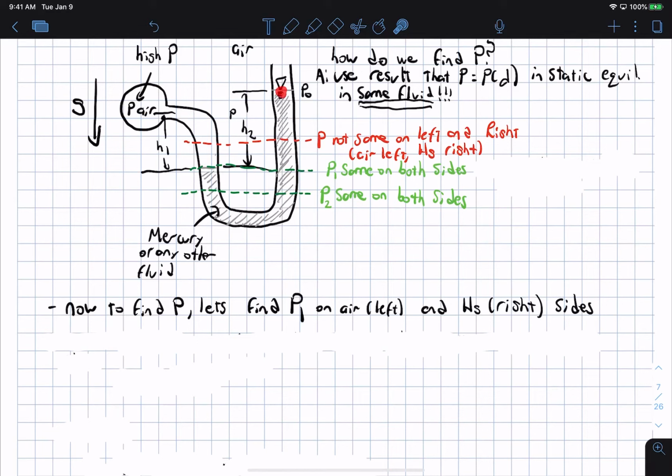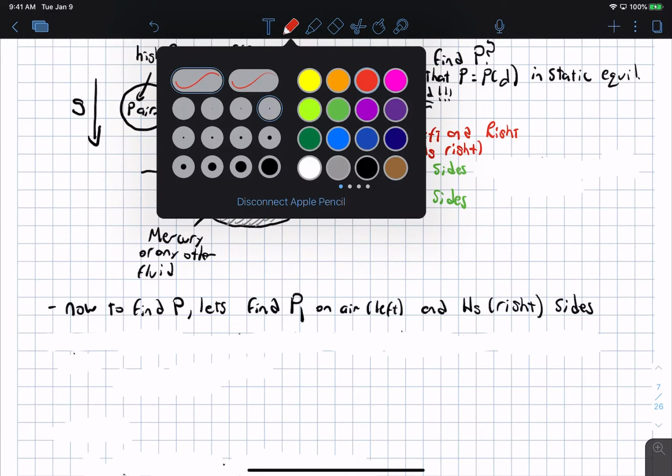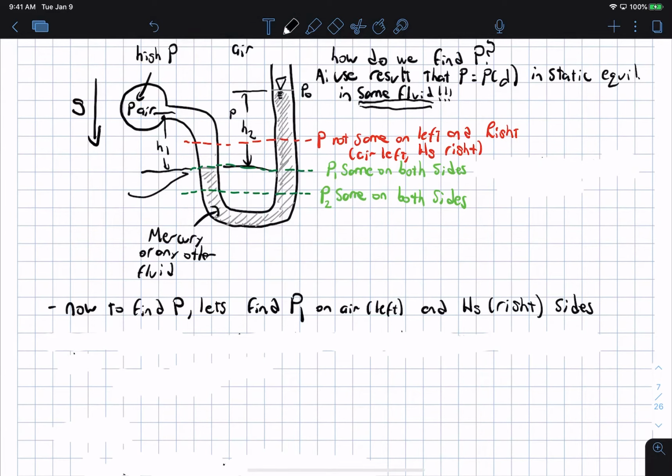We will start here where we know what the pressure is and walk down to this point here and find P1. And we know that they're supposed to be the same P1. Okay? So I'm just going to call the pressure here, let me get the black, just call this P1. Okay?